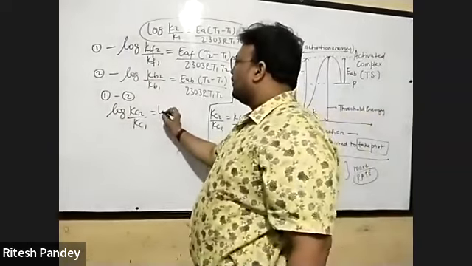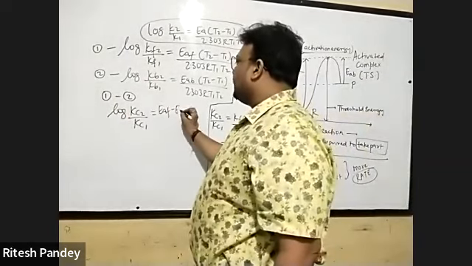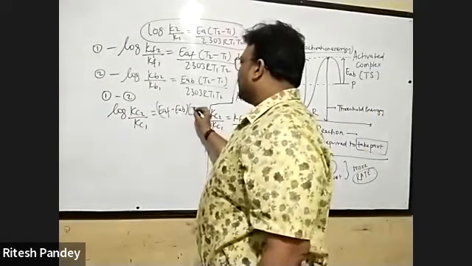And that would be EAF minus EAB, and the rest remaining constant.